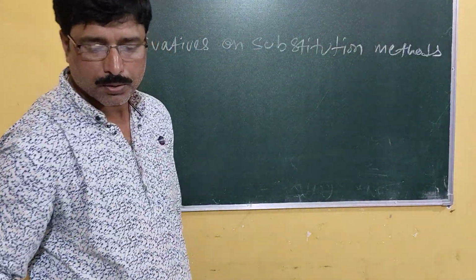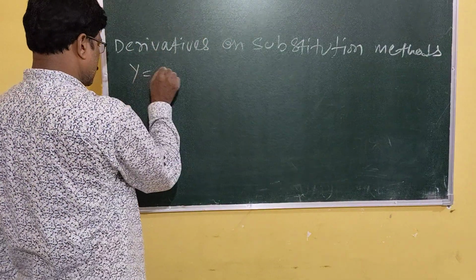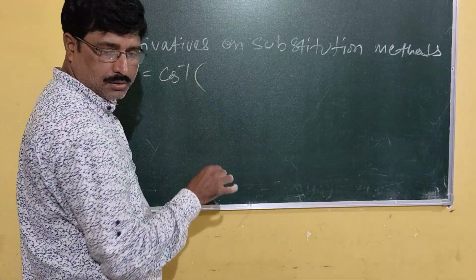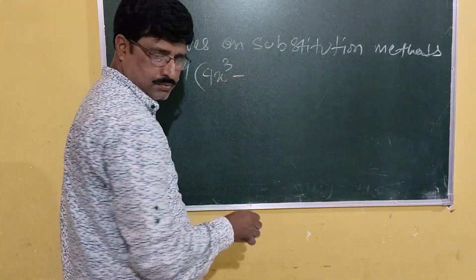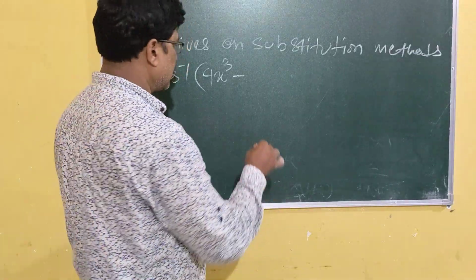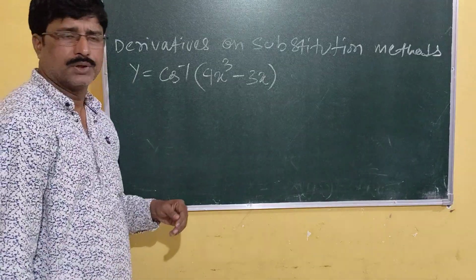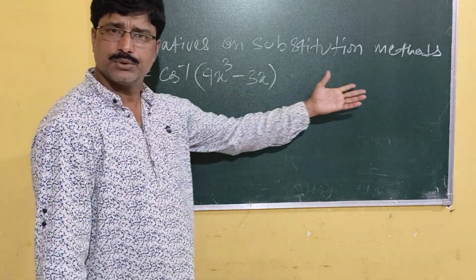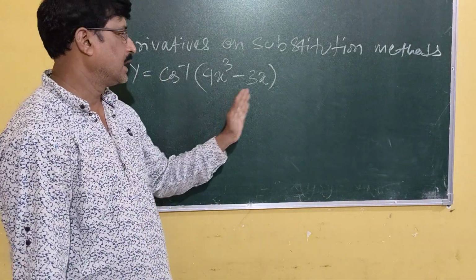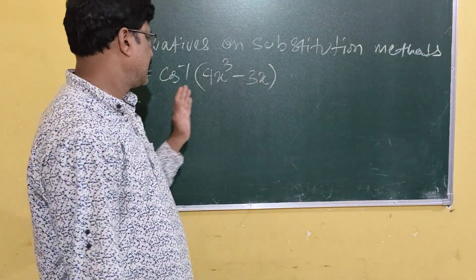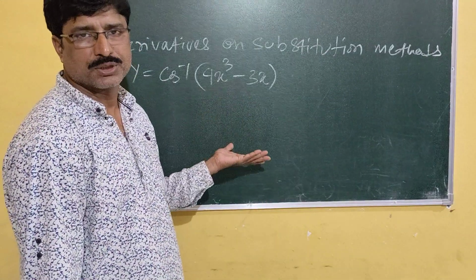I am taking one more problem from your book. Y is equal to cos inverse of 4x cube minus 3x. Okay, this is also a problem. Here we can take this as u. One method is there, so it becomes cos inverse u, and you have to take the derivative on that side and the derivative on this side and solve. That is a composite function.